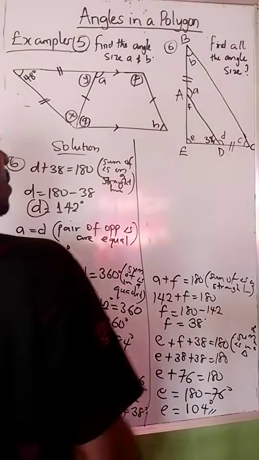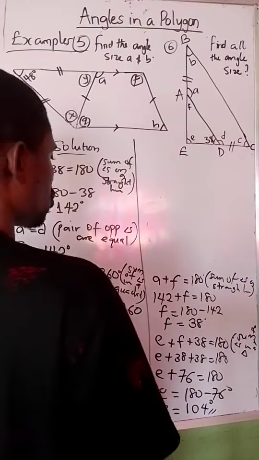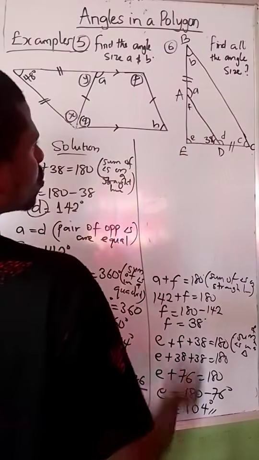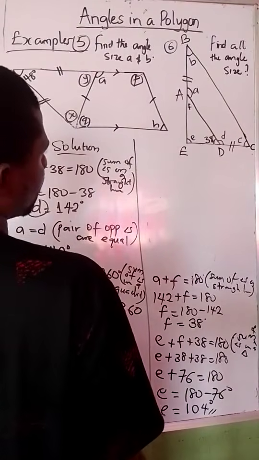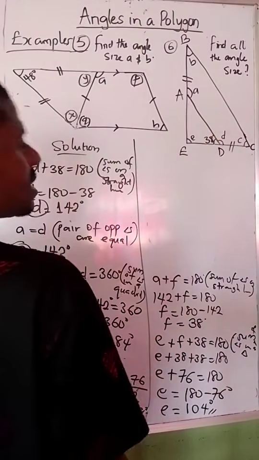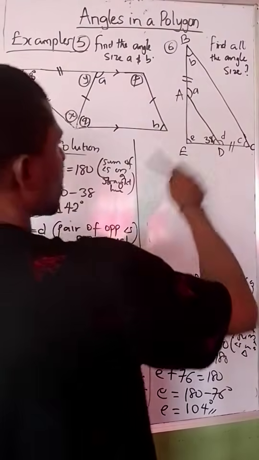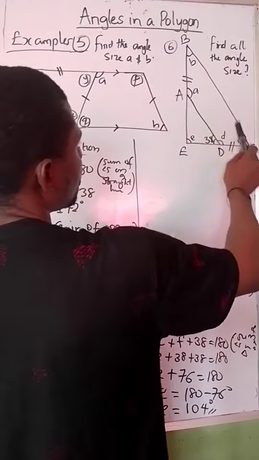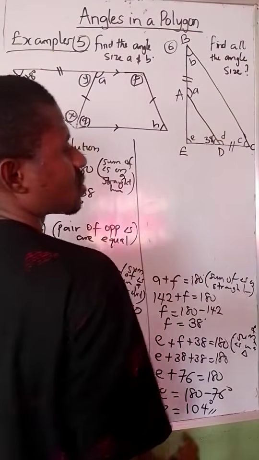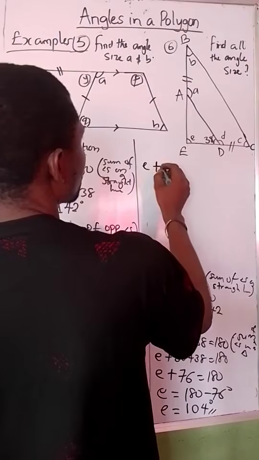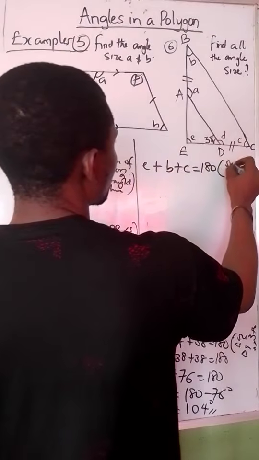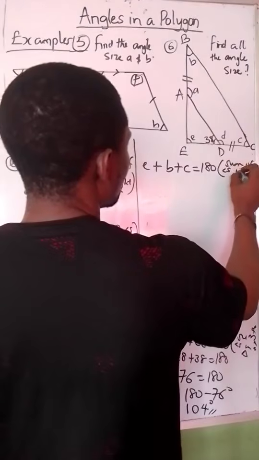So since we have our B and C as 38 degrees, we can solve it two ways to get our E. To get our E, we have gotten A, B, C, D. We use the big triangle, which is the isosceles triangle. You say E plus B plus C equals 180, sum of angles in a triangle.